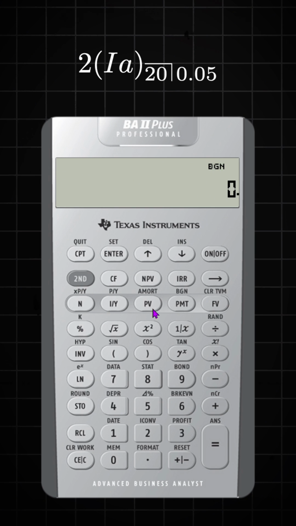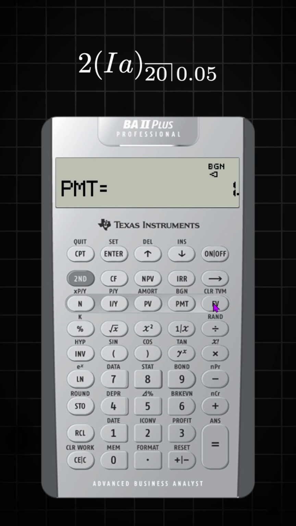And now I like to work left to right on my financial keys to make sure that I've keyed in every value that I need except for the one that I'm computing. So in this case, we want (Ia)_angle 20. So 20 is the number of payments. Our interest rate given was 5%. Present value is what we're solving for. Our payment, remember it's ä_angle 20, so our coefficient is 1 there. So we put 1 as the payment.